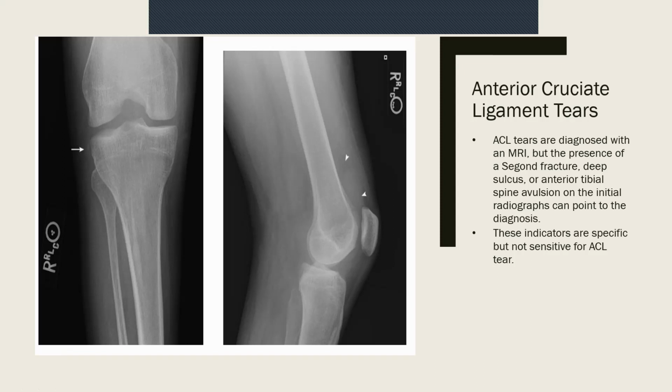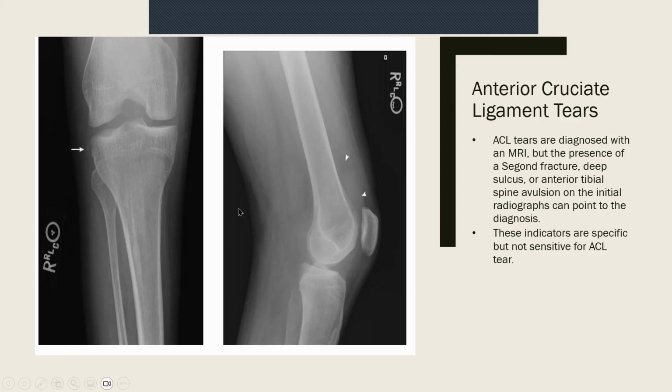These ACL tears are normally diagnosed on MRI. It's very difficult to diagnose it from an X-ray. The only things that may point you in that direction are the presence of a second fracture, which we pointed out here, a deep sulcus sign, which you can see over here, and, I think I've got them mixed up, an anterior spine avulsion. Anterior spine avulsions as well. I've got it on the next slide, so we'll go through each of them.